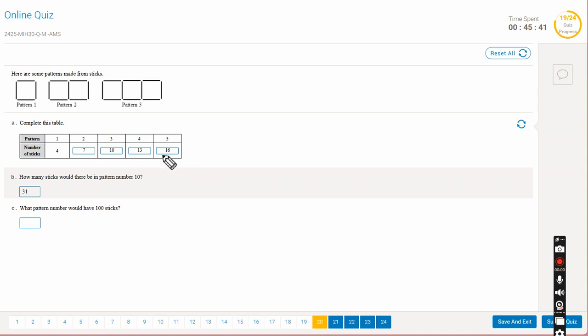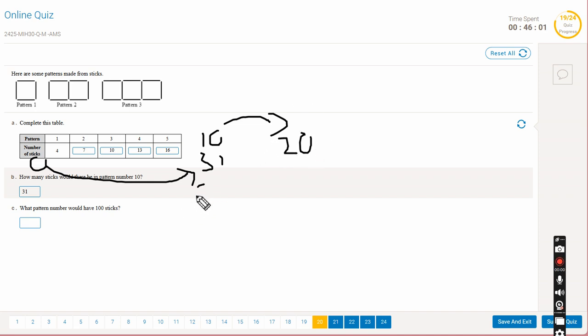Now again, they're saying 100 sticks. So remember, in the 10th pattern, we got it as 31. Remember, you reached from 0 till 31. So from 0 to 31 patterns, whenever you have 10 patterns. So how many others can you have? So 10 is here. Then imagine you have 20. So you're just going to add another 31.